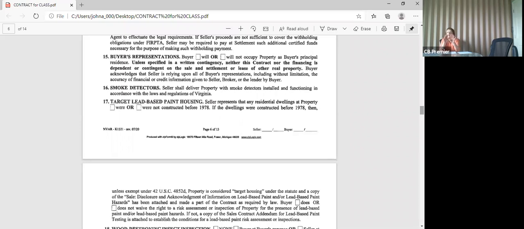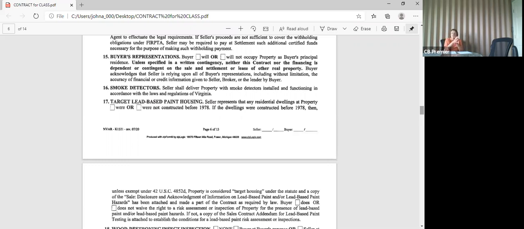Buyer acknowledges that seller is relying upon all buyer's representations, including without limitation, the accuracy of the financial or credit information. So in other words, the buyer has represented to the seller, okay, I'm going to live in it as the principal residence. I don't have to sell anything. I don't have to get money from a lease, and I'm going on with it. And everything I've told you about my credit and obtaining financing is true. Okay, he's making that representation.